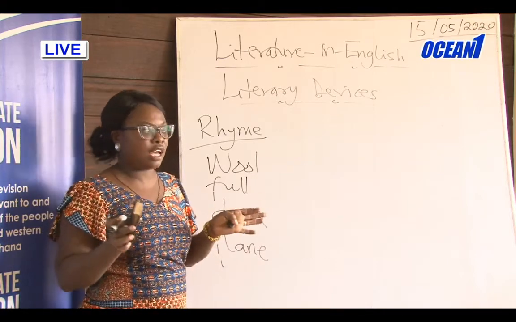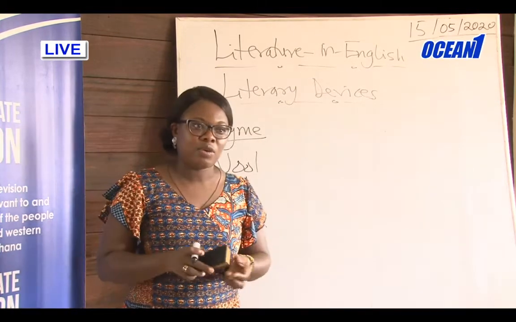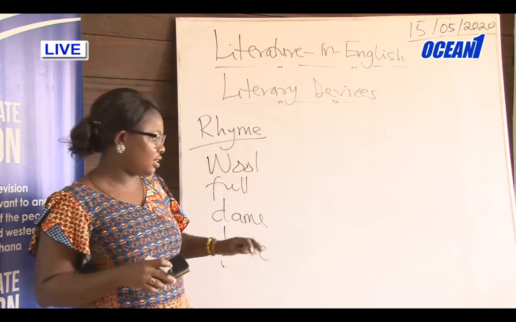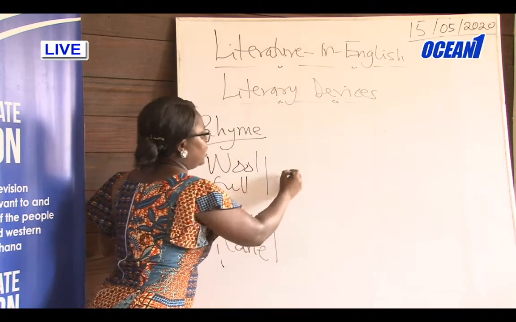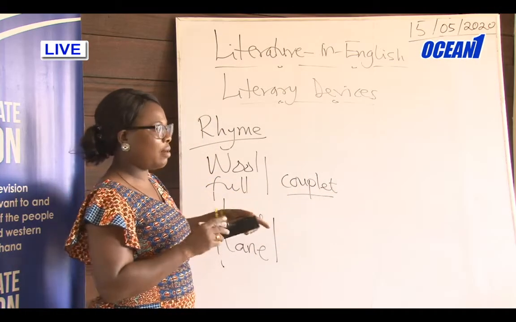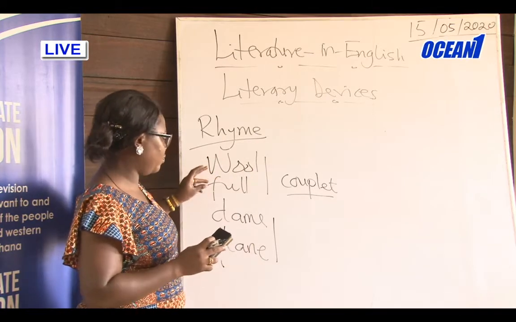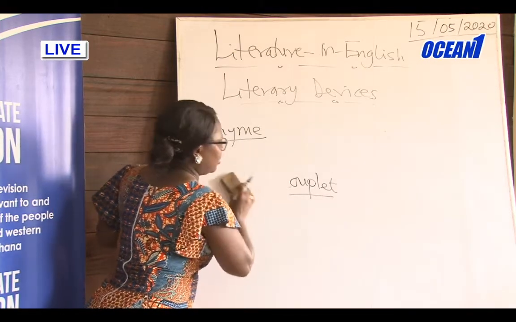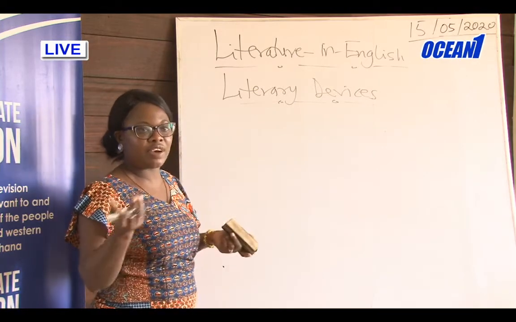We have different types of rhymes. Internal rhyme, end rhyme, we have enjambment. When we come to treating poetry in detail, we'll look at all these. But if you look at this, you realize that two rhymes, in literature we call it a couplet because they are two. So Baa, baa, black sheep uses the couplet rhyme. So we have wool, fool, dame, lame. You can also come out with your own rhymes or poems you know and try to find out some of the rhymes.